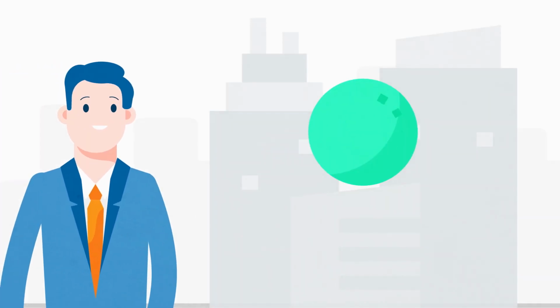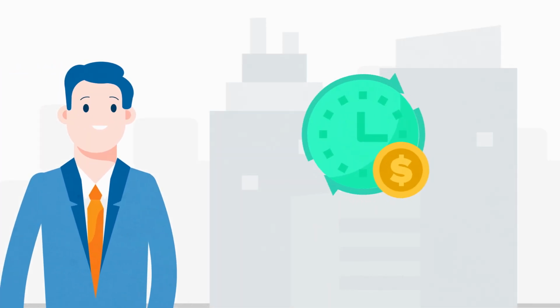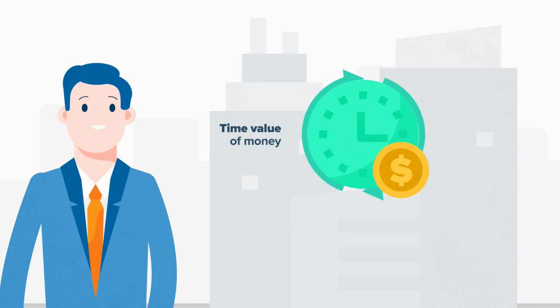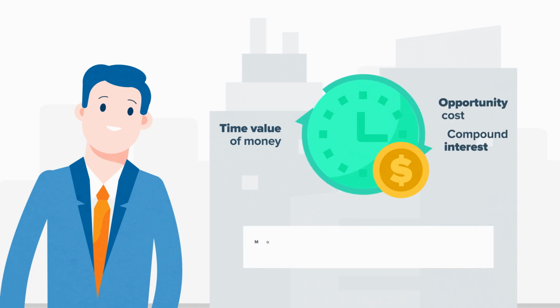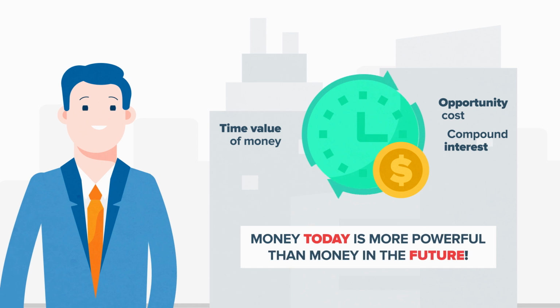Now, going back to Bob, the value he places on the time his money is invested is mostly out of insecurity of losing it. But for most people, the time value of money is more about how money invested today can potentially make a lot more than if they invested the same amount of money in the future. Things like opportunity cost and compound interest play a huge factor in proving that money today is more powerful than money in the future, and most investors don't want to miss out on that.